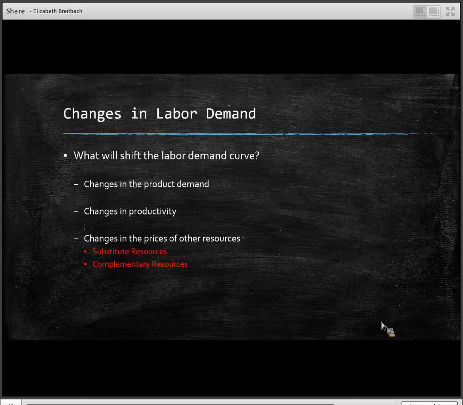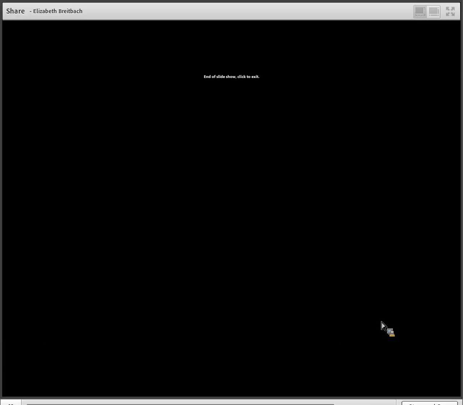Okay, so changes in the product demand. As we demand more of a product, then we need more workers to produce that product. Changes in productivity. As our workers become more productive, then we're going to increase our demand for that worker. And then the prices of those other resources. All right, so that was a background into the demand side of our labor.